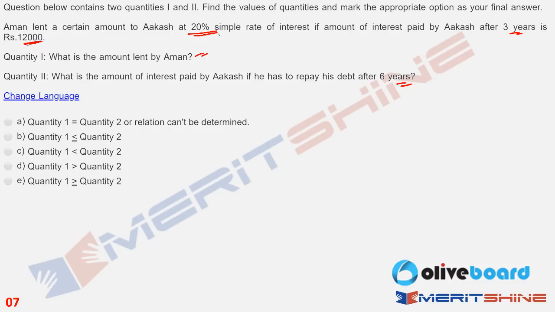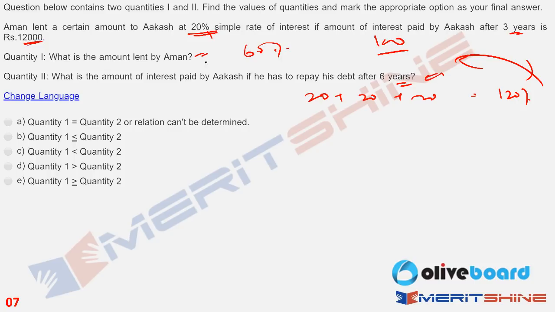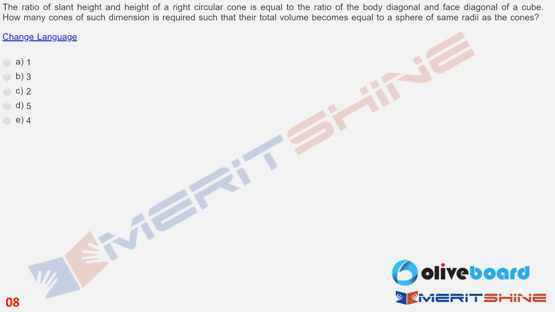So every year he is paying 20% simple interest, right? If I had taken 100 rupees, I'm paying 20 every year. So if I pay for 3 years, I would have paid just 60% of the total. Now in 6 years, I'll pay 120% of the amount. Do I really need to find out what that amount is? If this is 120% of whatever this x is, clearly my quantity 2 is greater than quantity 1. I really do not have to calculate it. So let's move forward to the next one.